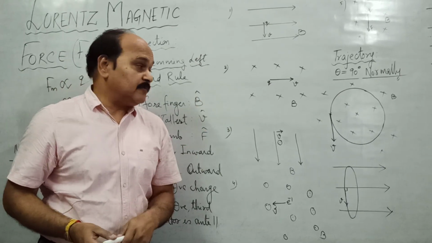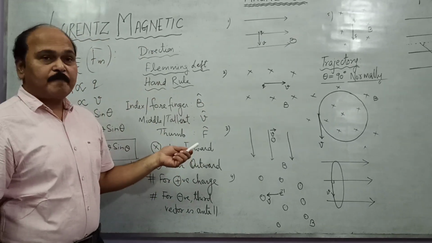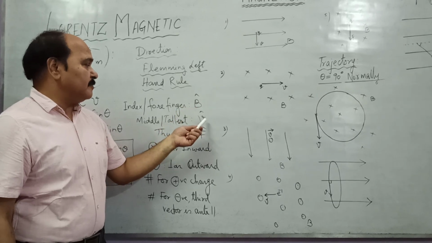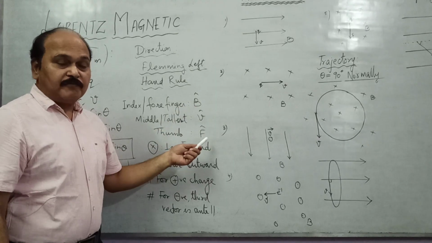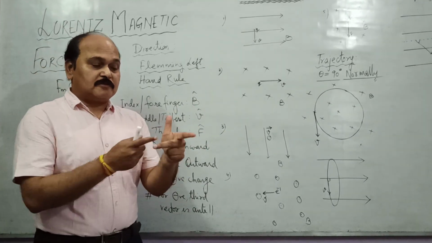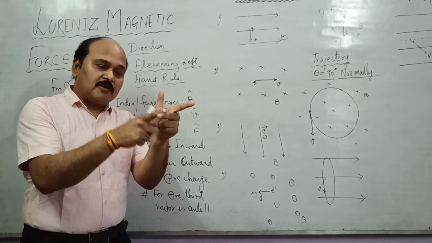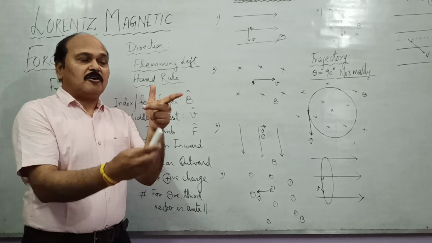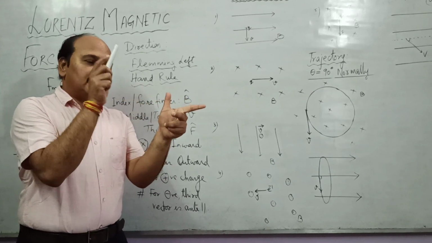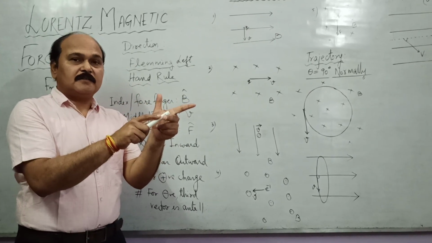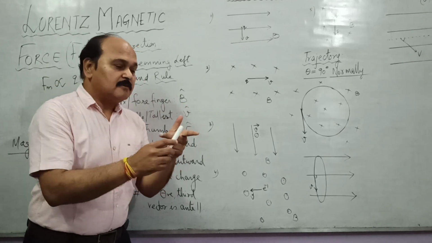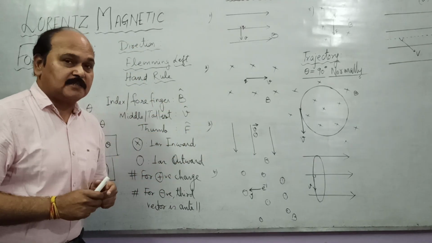It is not necessarily that we always find out direction of force. If we know velocity and magnetic field, we of course are able to find out the direction of force. But if any two of vectors are given, force is given, velocity is given, we can find out magnetic field, or magnetic field is given, force is given, we can find out the velocity. So right now we will find out the force from magnetic field and velocity's direction.